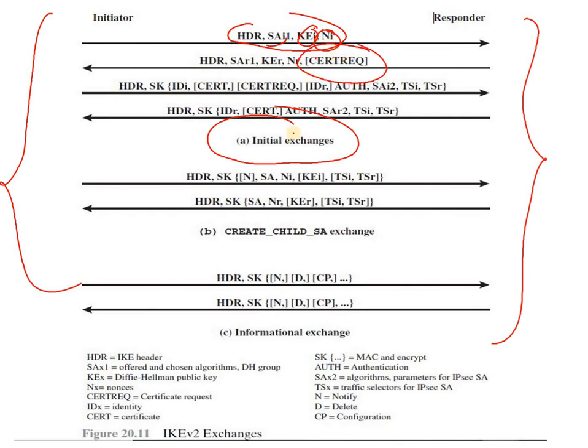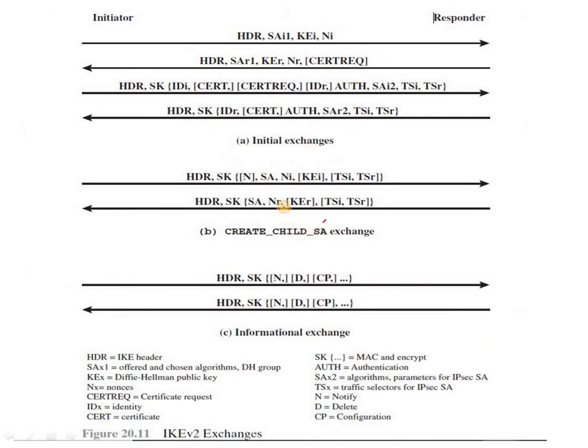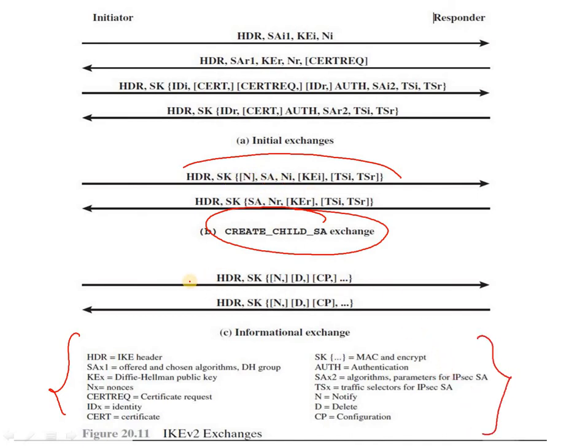This is the first step. And in the second step, we will create a child security association exchange. Okay, so we will create a child for the security exchange. You can see here all these things are explained: what these HDR, SK, SA are, all these things are there. You can see this. And this is the third step here.